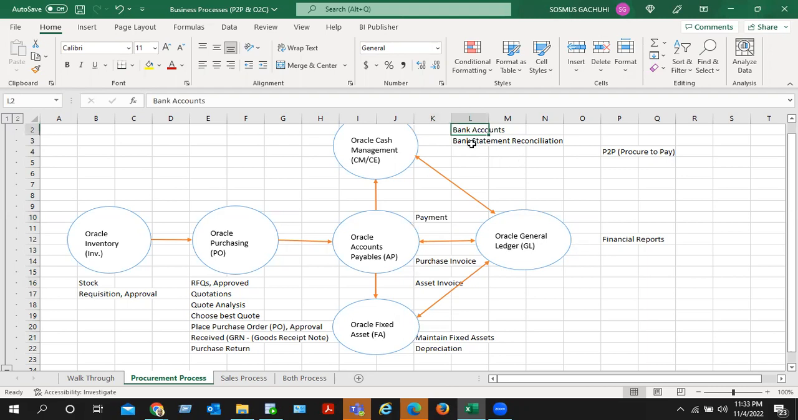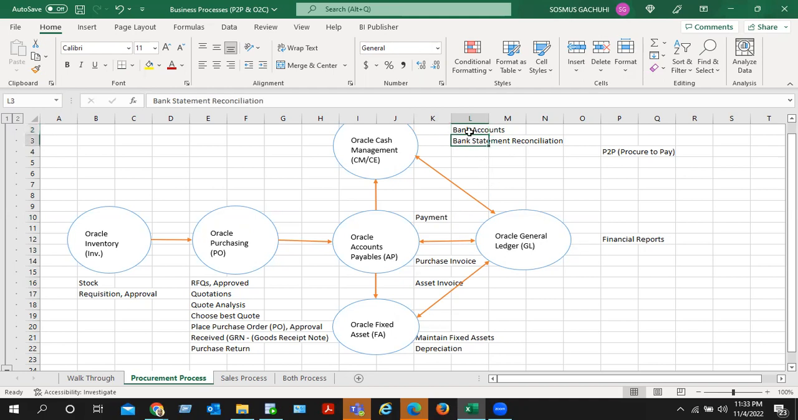We refer to them as internal banks. Internal bank accounts refer to bank accounts for the organization. We also have external bank accounts for suppliers, but that is information that you will come to understand in future.